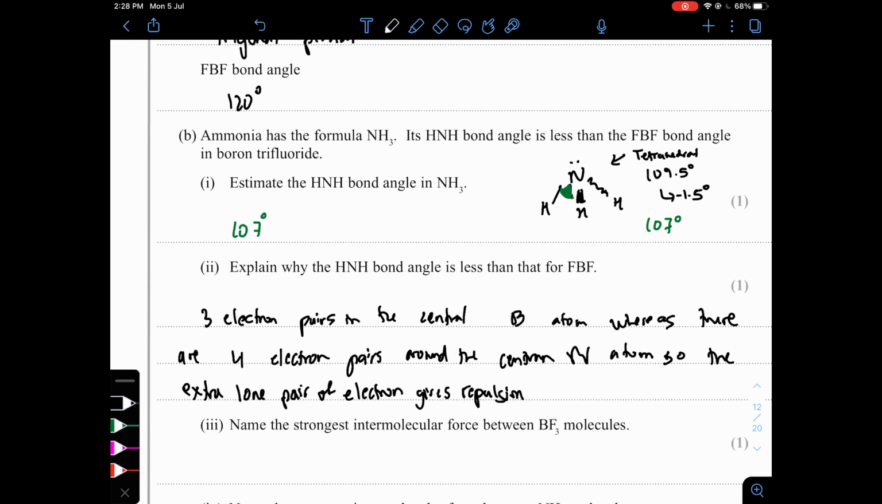So that's why the HNH angle is less than that for FBF. The main point you should add is that there is less space, so it repels. So you can say that there are 3 bonding electron pairs, and because there are 4 electron pairs, the lone pair increases repulsion, and that's why it has a smaller angle.